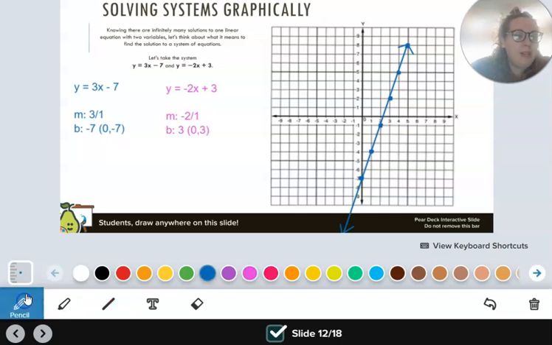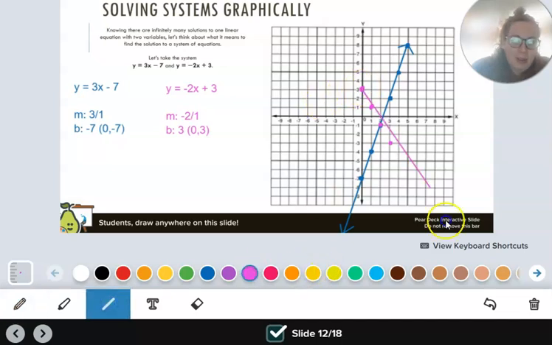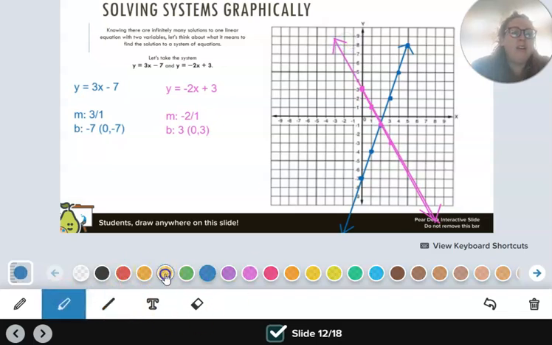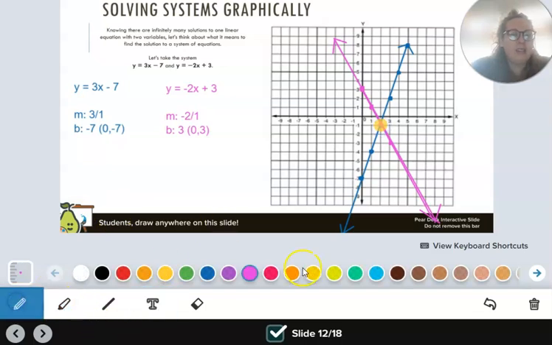Now our second one has a y-intercept of +3, and we're going down 2 over 1, down 2 over 1, down 2 over 1. And I can stop there because I already see where they have intersected. So I can draw my line, extend it through. These are intersecting lines.